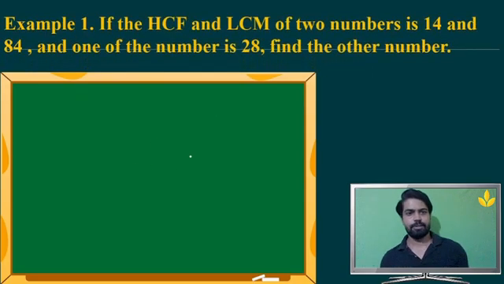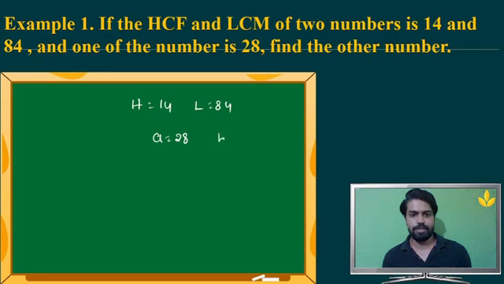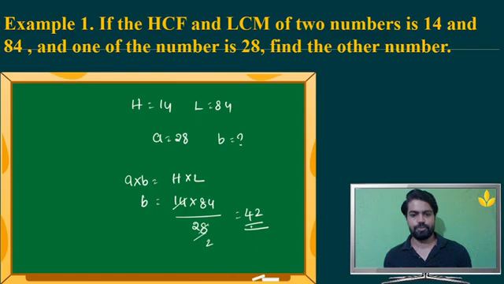Let's see some examples here. If the HCF of two numbers is 14, the LCM is 84, and one of the numbers is 28, what is the other number? We know for any two numbers, the product of the numbers is equal to the product of HCF and LCM. We can use that. So B we have to find out. We have HCF 14, LCM 84 divided by 28. So 14 ones are 14, 14 twos are 28, 2 ones are 2, 2 42s are 84. So the answer is 42.